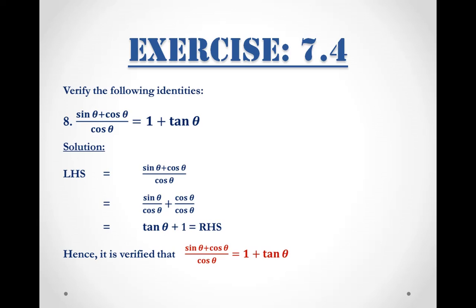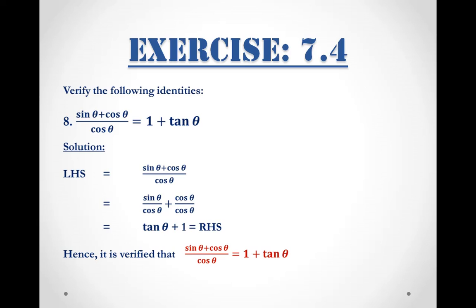Moving towards the solution, we consider the left hand side, that is equal to sin theta plus cos theta over cos theta. Now we can split the first part of our numerator, sin theta divided by the total denominator, that is cos theta, plus the second portion, that was cos theta over the total denominator, that is cos theta.